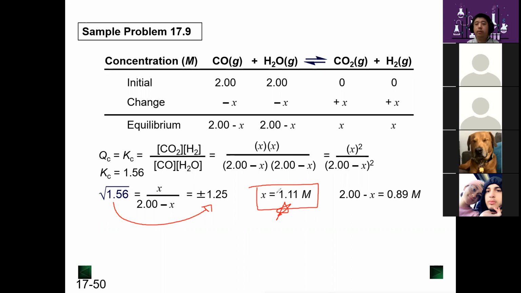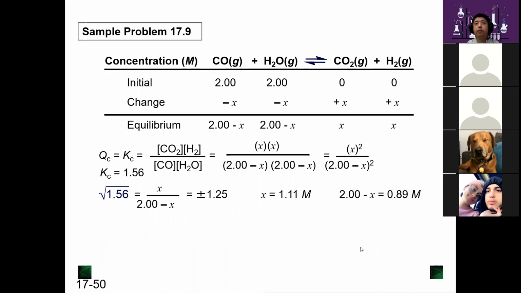Sorry, where did the plus or minus come from? So when you do a square root, it can be positive or negative. If I do the square root of 9, 3 times 3 can give me 9, and negative 3 times negative 3 can give me 9. Does that make sense? That's why we have the plus or minus. Yes. So 1.25 times 1.25 gives you 1.56. Negative 1.25 times negative 1.25 also gives you 1.56.